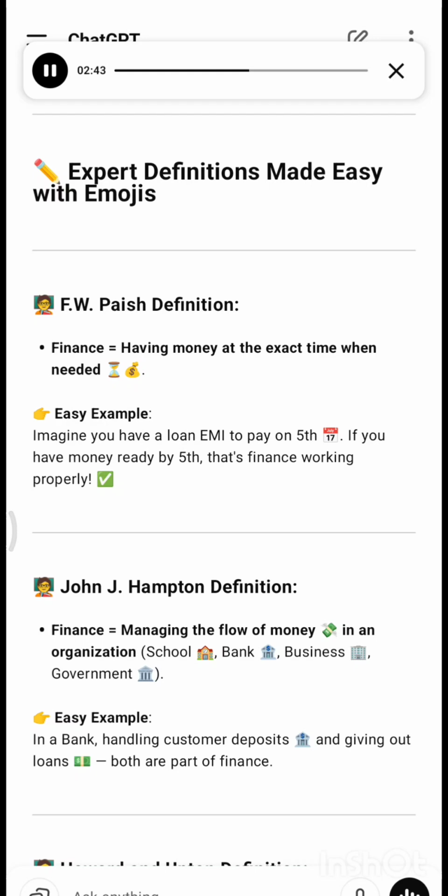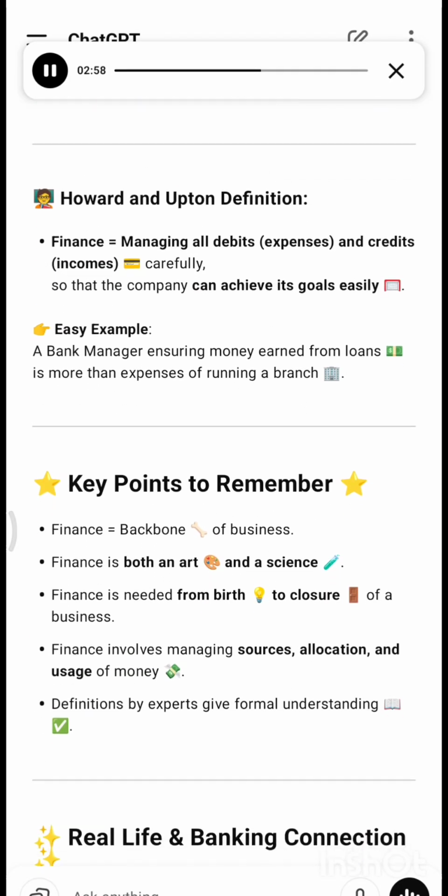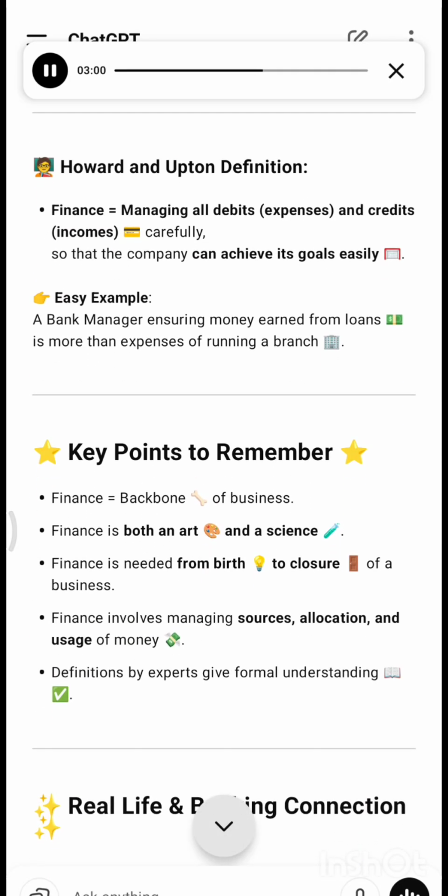John J. Hampton definition: finance equals managing the flow of money in an organization, school, bank, business, or government. Easy example: in a bank, handling customer deposits and giving out loans, both are part of finance. Howard and Upton definition: finance equals managing all debits, expenses, and credits, incomes, carefully so that the company can achieve its goals easily. A most easy example: a bank manager ensuring money earned from loans is more than the expenses of running a branch.